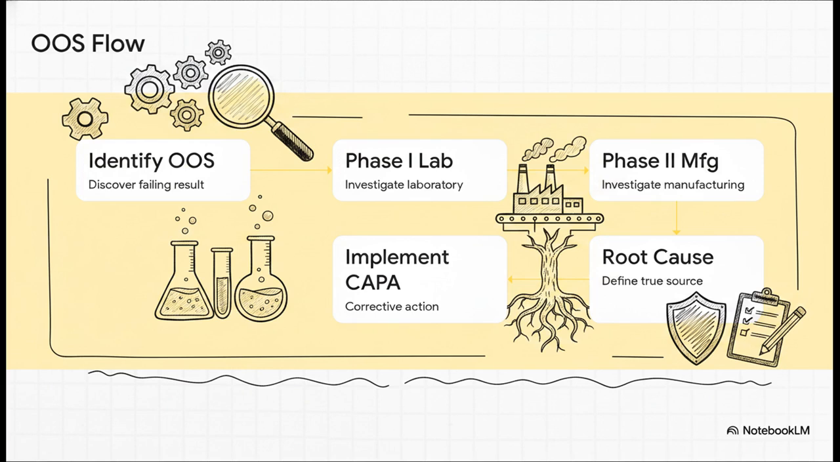That's Phase 1. Step 3, investigate manufacturing, our Phase 2. Step 4, explicitly define that root cause. And Step 5, implement your CAPA. Following this specific, logical flow ensures effective corrective actions and really builds long-term regulatory compliance.